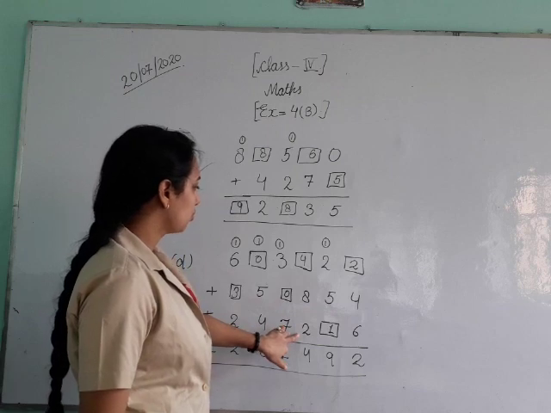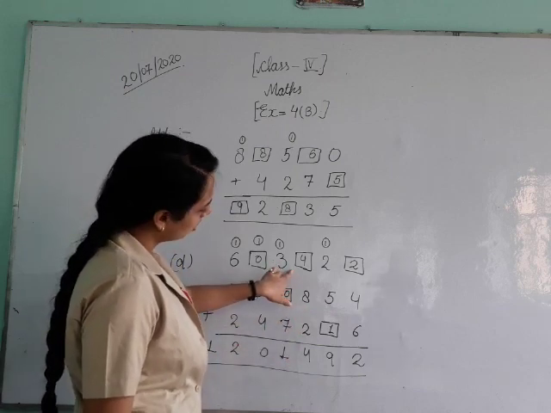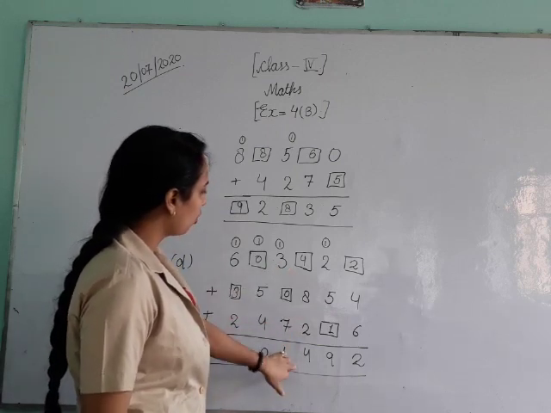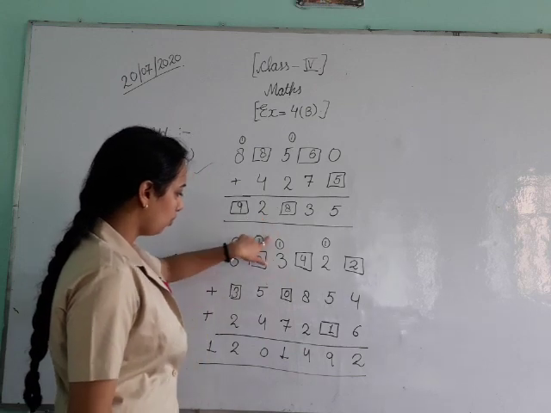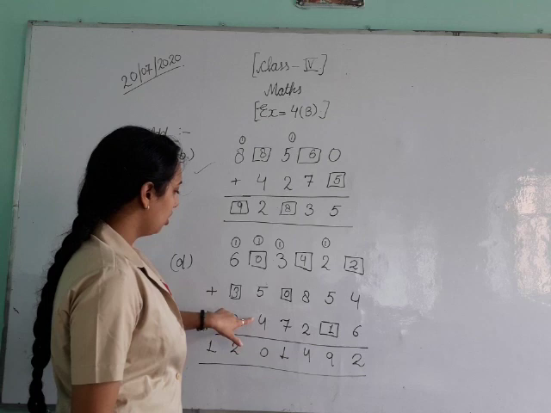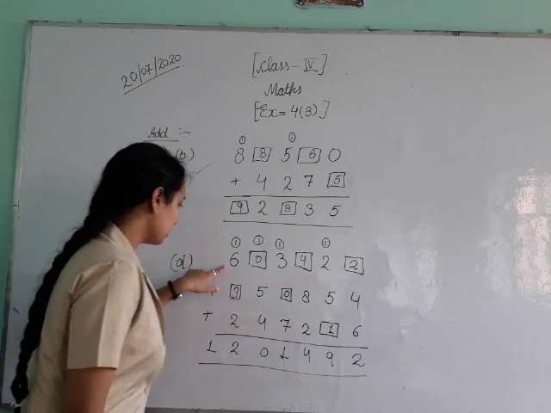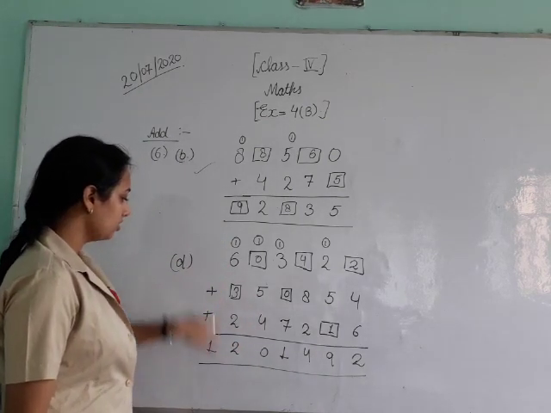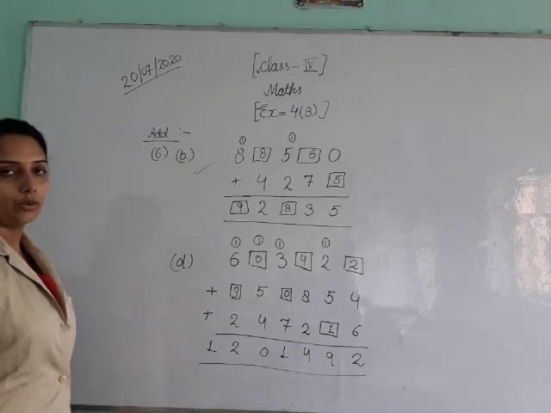8 plus 2, 10 plus 4, 14 and 1. 3, 4 and 7, 11, 1, 5 and 5, 10, 1, 6, 7, 8, 9, 10, 11 and 12. So this is your required answer.